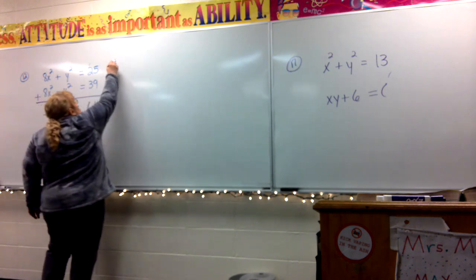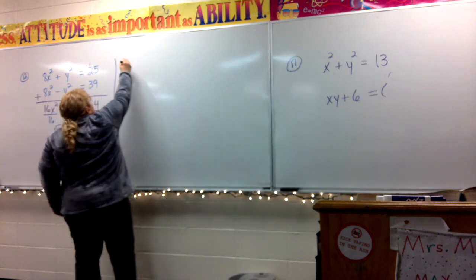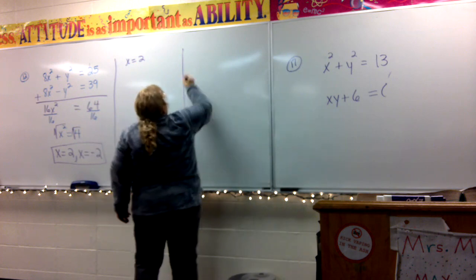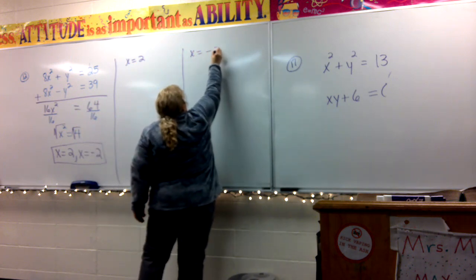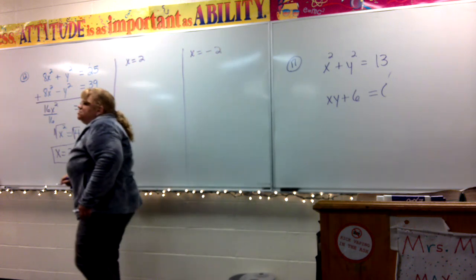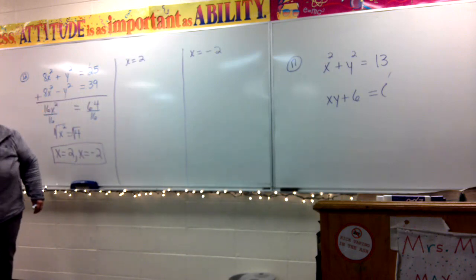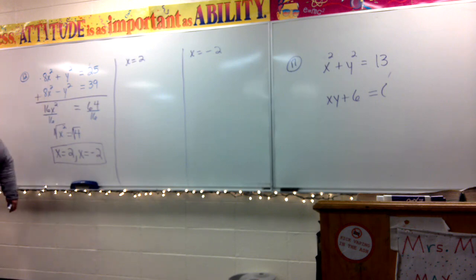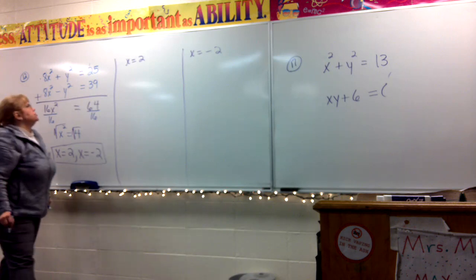We need to get the y's that go with it. So I have x equals 2, and I have x equals negative 2. I need the y that goes with it. That means I'm going to need to plug into one of these two, right? Which one? Top. Top? Yeah. Top sounds good to me.